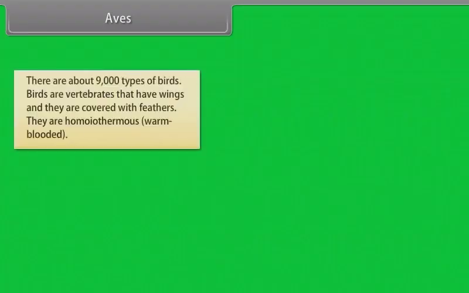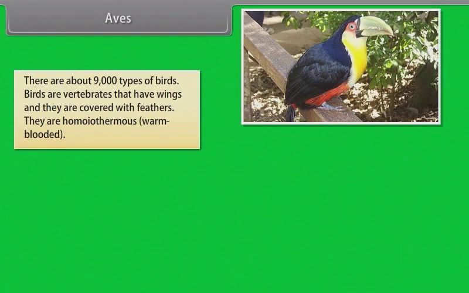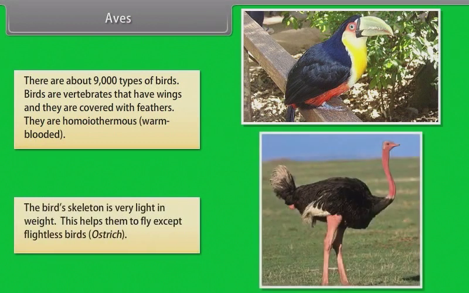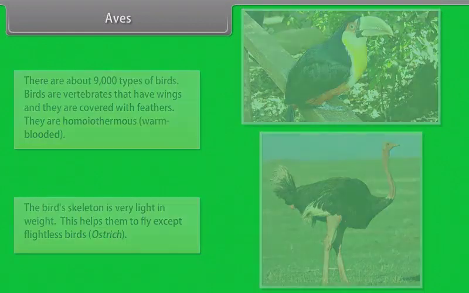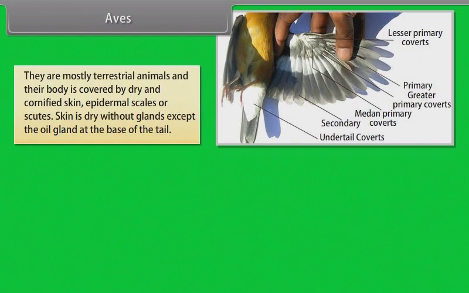Aves. There are about 9,000 types of birds. Birds are vertebrates that have wings and are covered with feathers. They are homeothermous, or warm-blooded. The bird's skeleton is very light in weight. This helps them to fly, except flightless birds, for example the ostrich. Skin is dry without glands, except the oil gland at the base of the tail.